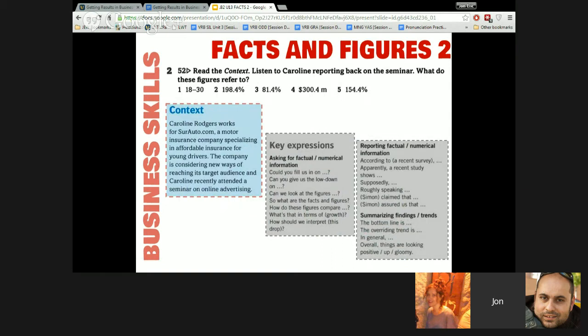Caroline Rodgers worked for SAROut.com, a motor insurance company specializing in affordable insurance for young drivers. The company is considering new ways of reaching its target audience, and Caroline recently attended a seminar on online advertising. The target audience, sorry, audience. Okay.